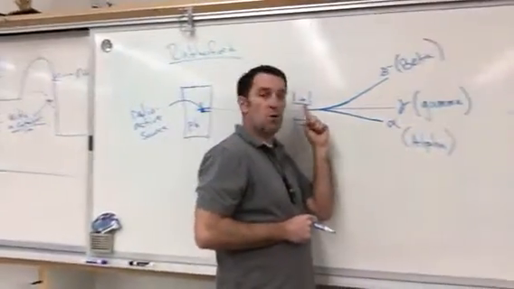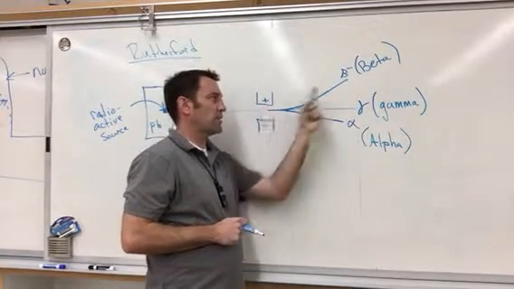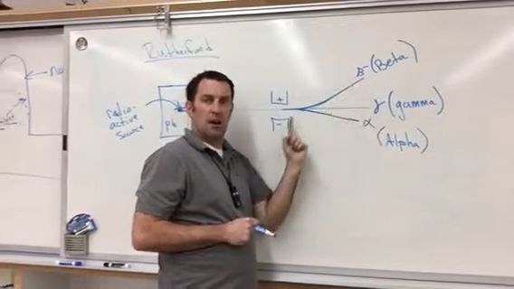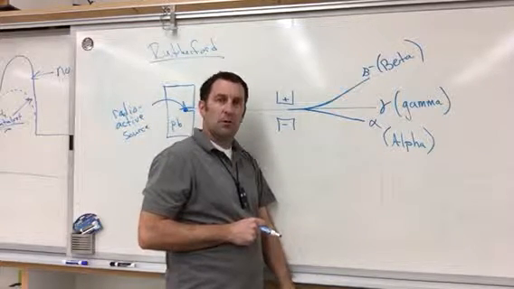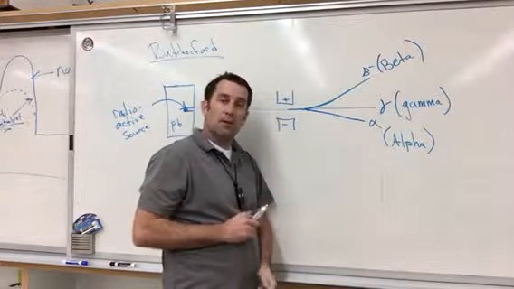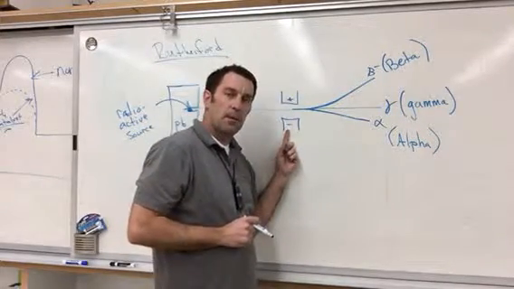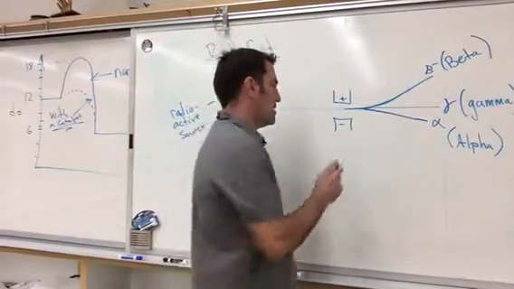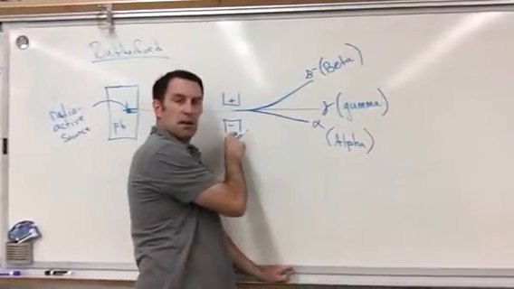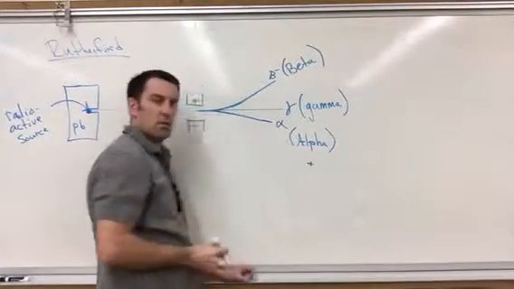One would deflect towards the positive side. One would deflect towards the negative side, and one would go straight through. He named these particles. He named the one that went towards the negative the alpha particle. All right? The alpha particle. Now, if it's attracted to that negative, then the alpha particle must have a positive charge.